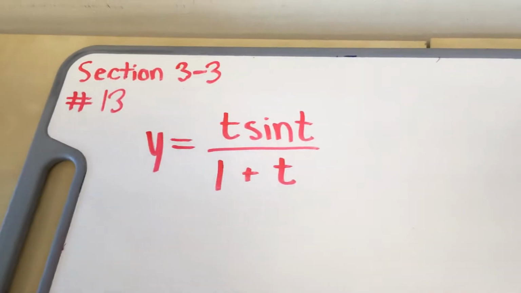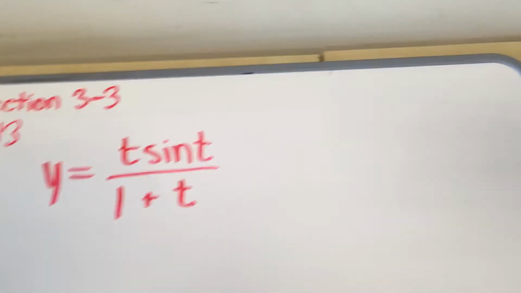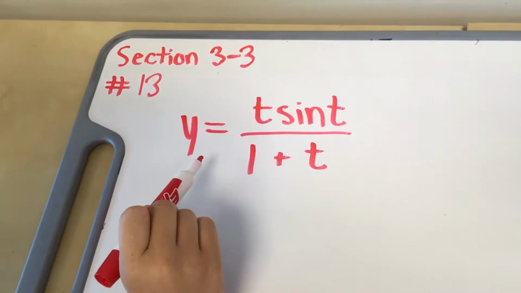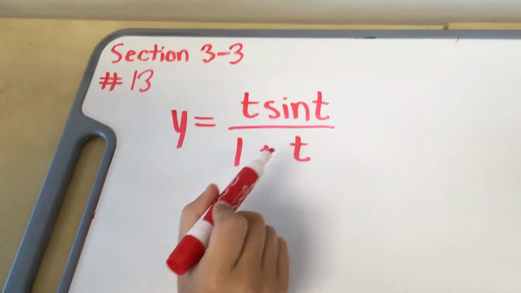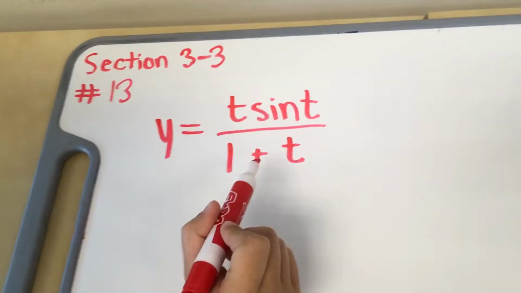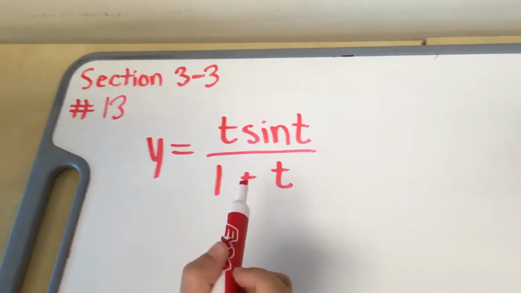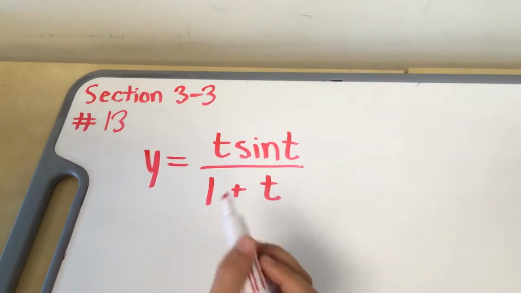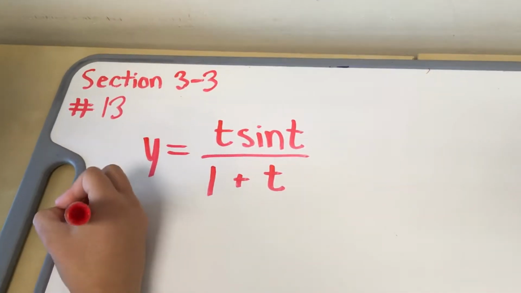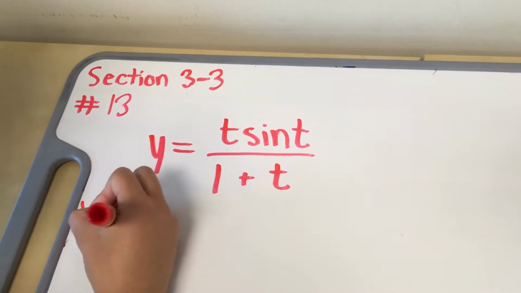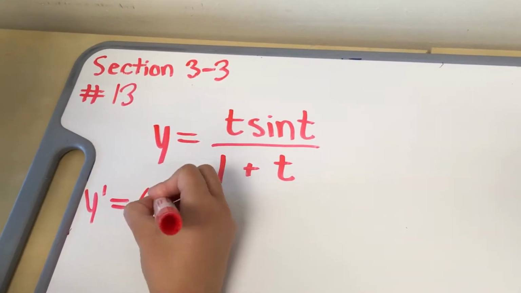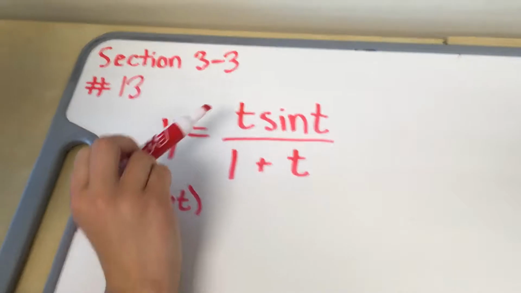Okay, so this is section 3.3, number 13, and the instructions are to differentiate y equals t sine of t over 1 plus t. So to differentiate this problem, we're going to use the quotient rule, which is low d high minus high d low all over low low. So y prime equals low, which is your 1 plus t, and then d high.